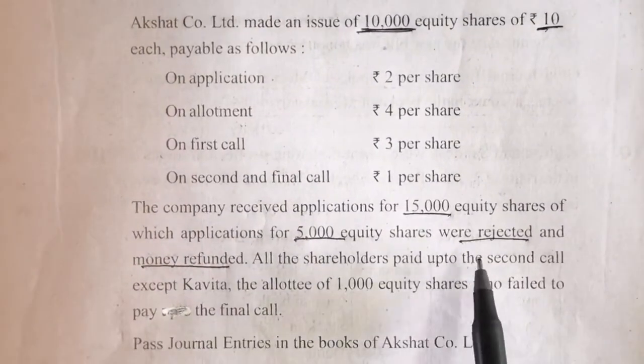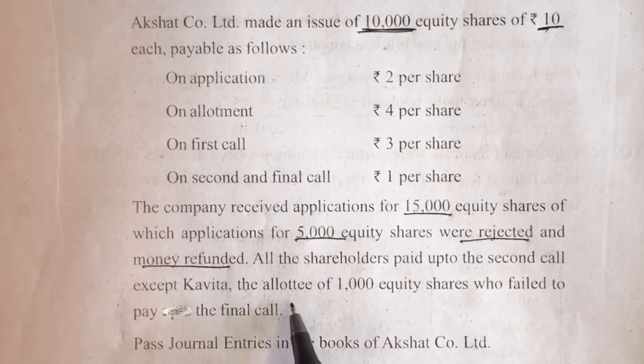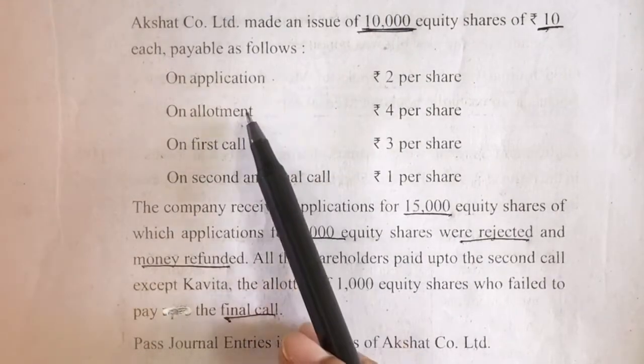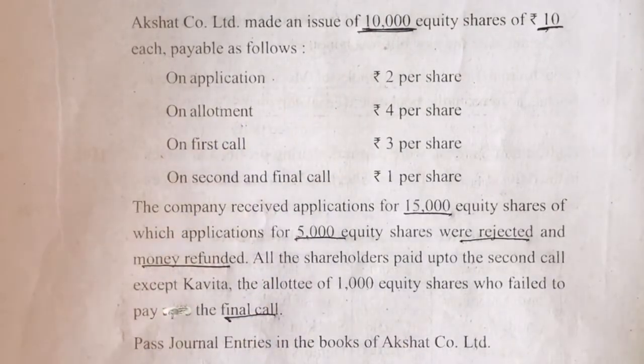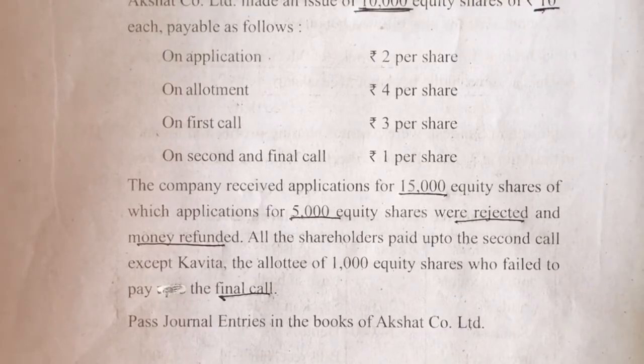All the shareholders paid up to the second call except Kavita, the allottee of 1,000 equity shares, who failed to pay the final call. That means she has paid on application, allotment and first call. Only the last call she has not paid. Pass journal entries in the books of Akshat Company Limited. So let's start solving.